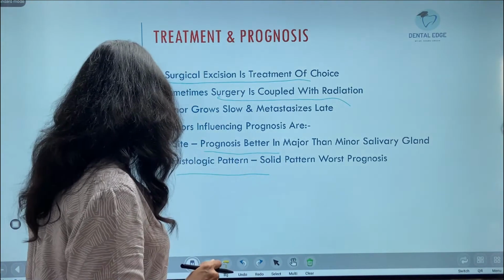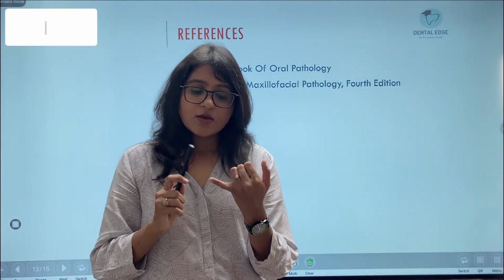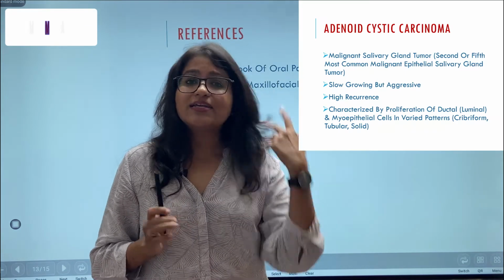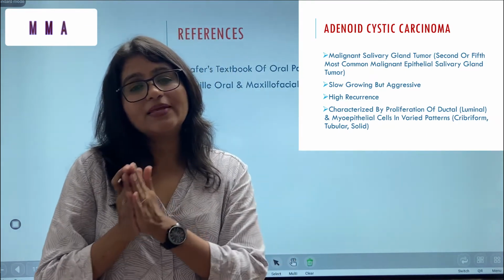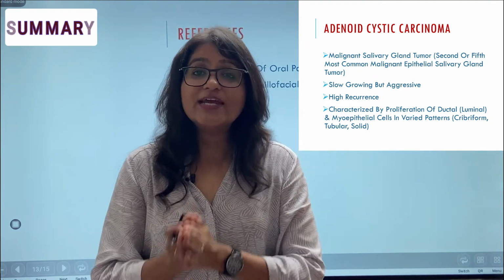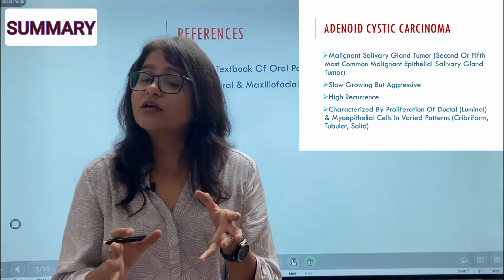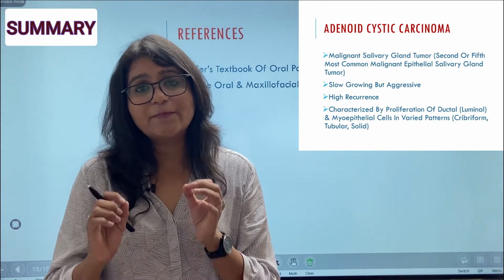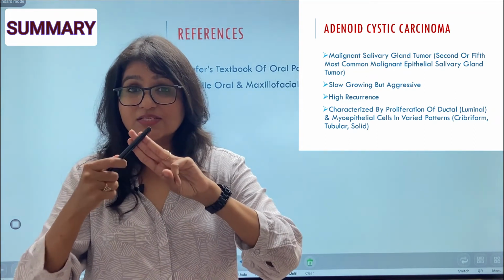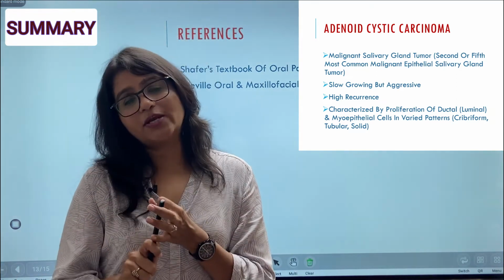So we are done with the topic. And to summarize, adenoid cystic carcinoma is a malignant epithelial salivary gland tumor. It has high recurrence rate. It is slow growing but aggressive. There is proliferation of ductal or luminal and myoepithelial cells in 3 patterns. Varied patterns, but there are 3 patterns: cribriform, tubular and solid pattern.